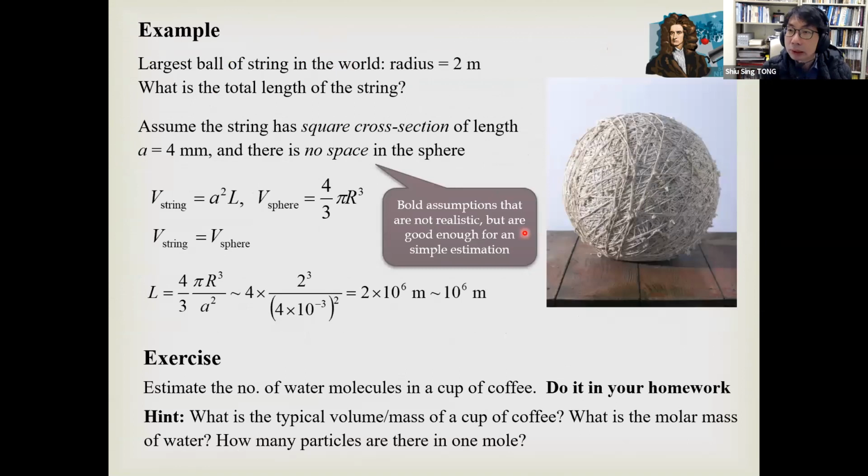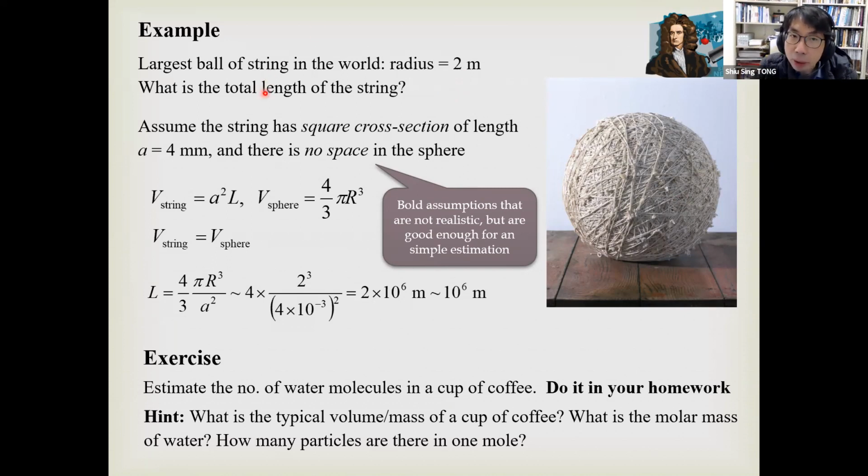Now, I give you an example. This is an example from a textbook. The largest ball of string, that means a ball that is made of string, the record for the largest ball made of string has a radius of 2 meters. 2 meters is about the height of a door in your room, right? So a diameter of 4 meters is about twice that height. So you imagine that the string ball is very high, higher than your ceiling.